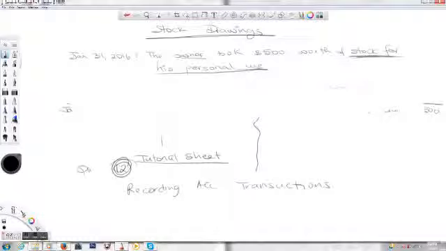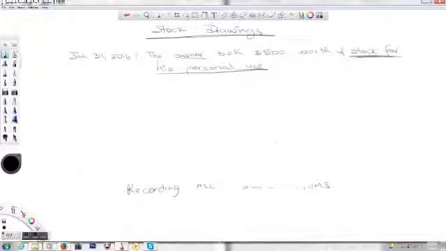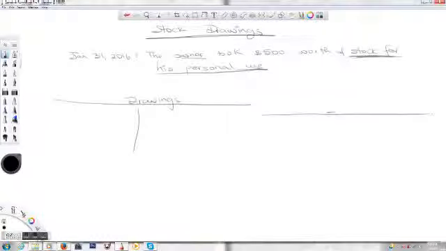Now we're going to talk about drawings of stock. So this is it. Now, on the 31st of January, the owner took $500 worth of stock out of the business for his personal use. So once we hear owner and take anything out for personal use, we think drawings. And the other account that's affected by the owner eating out stock is purchases.